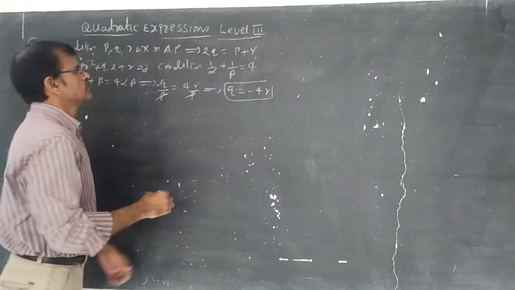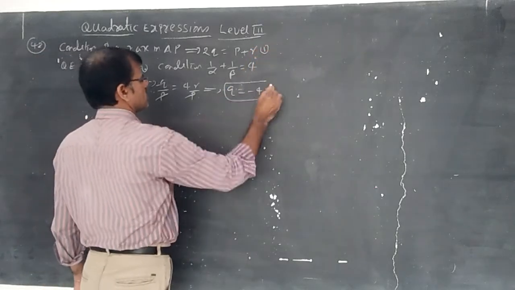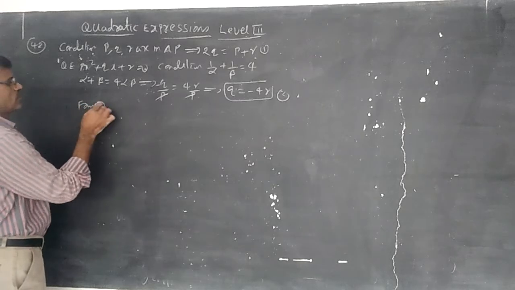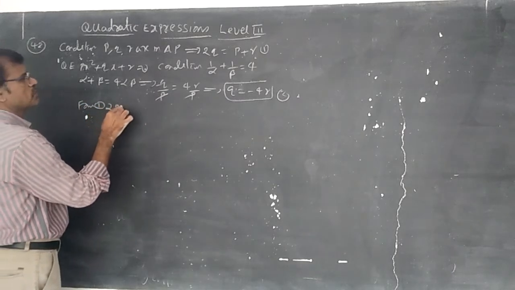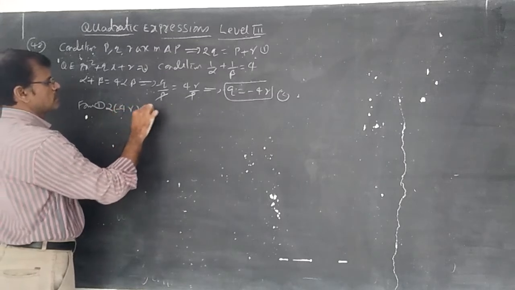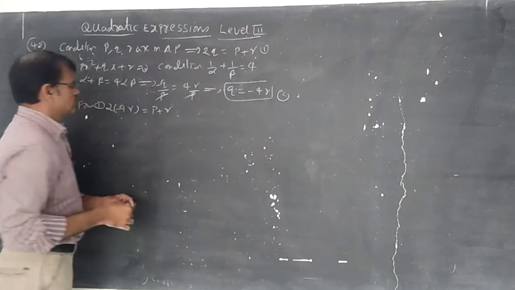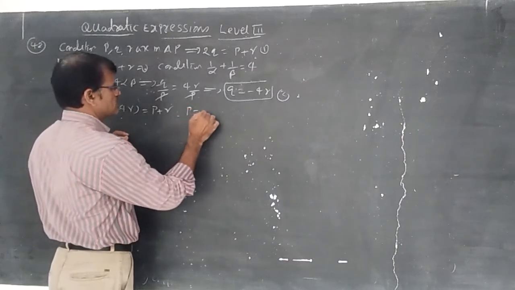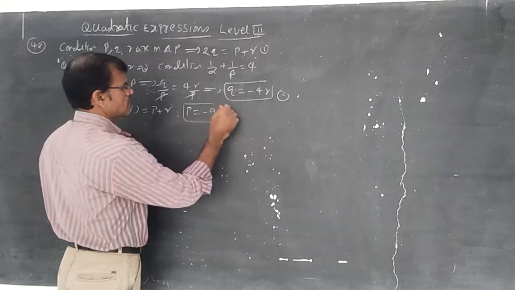Let us call this equation 1 and this equation 2. From 1 we can write 2q is equal to p plus r. So 2 into minus 4r is equal to p plus r. Minus 8r minus r is equal to p. So p is equal to minus 9r.